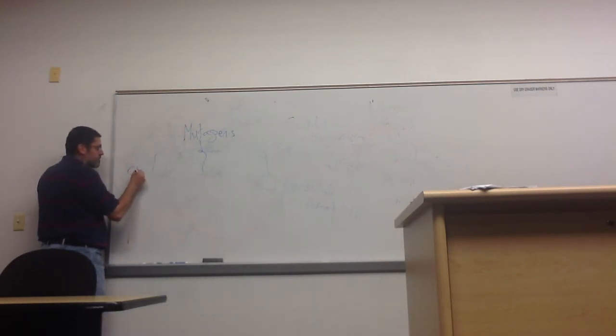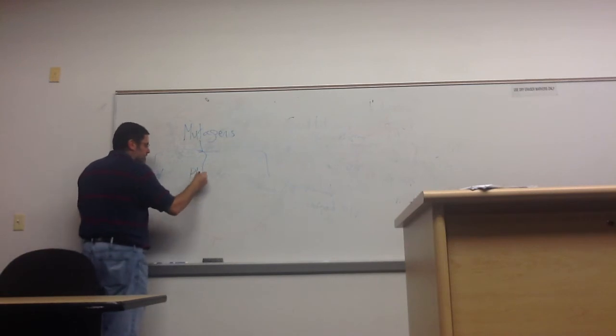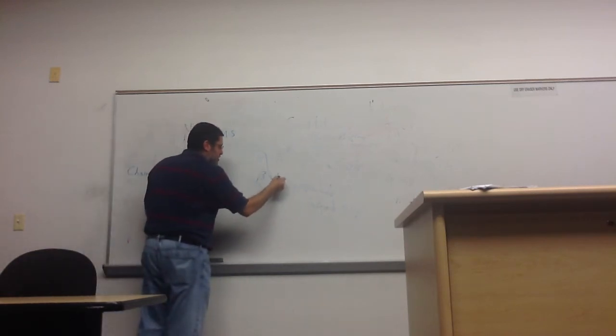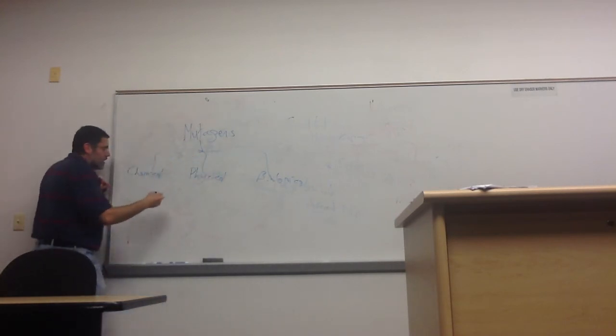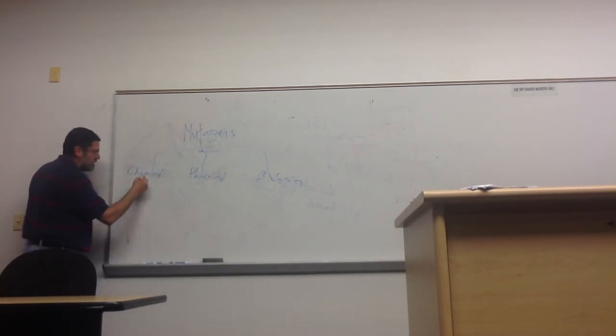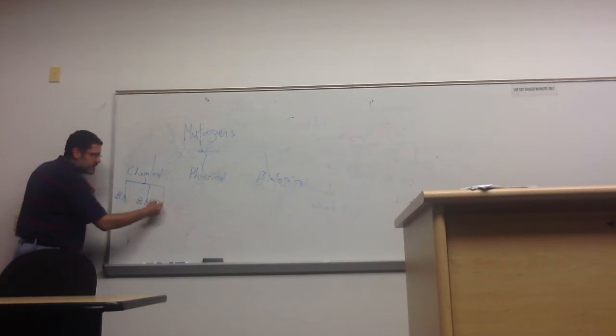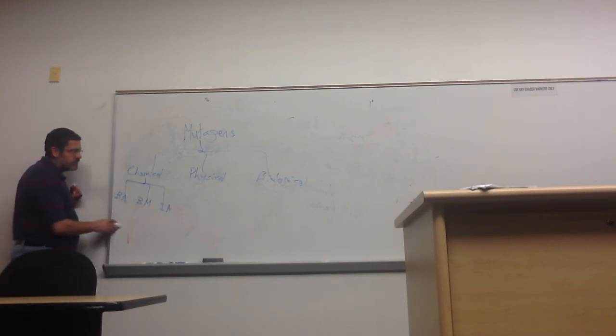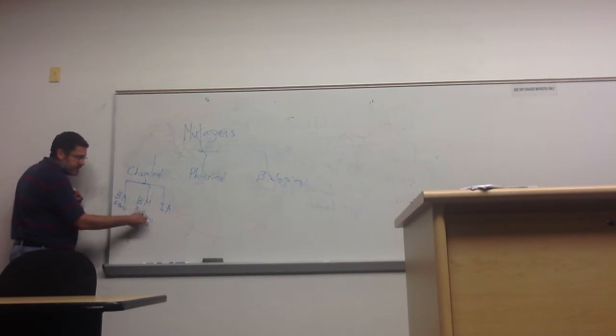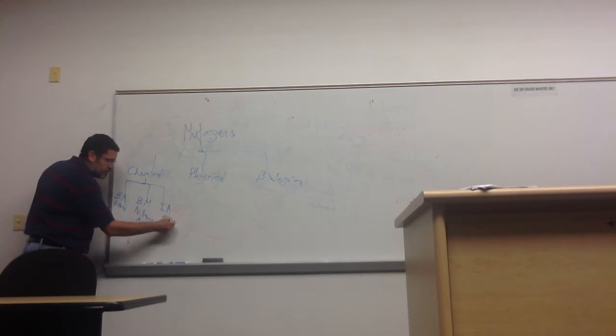Mutagens, they could be chemical, they could be physical, they could be biological, right? I think we started with physical. Chemical are of 3 types. We talked about base analogs, base modifiers, and intercalating agents. You can look them up. Please know the examples. Base analogs, we talked about 5-bromouracil. Base modifiers, we talked about nitrous acid. And intercalating agents, I talked about ethidium bromide.